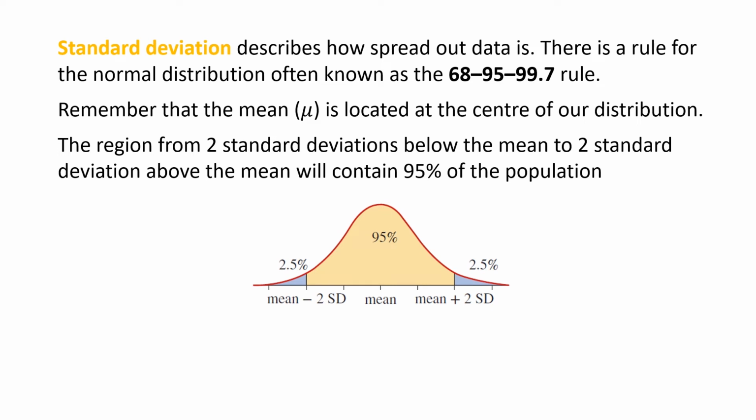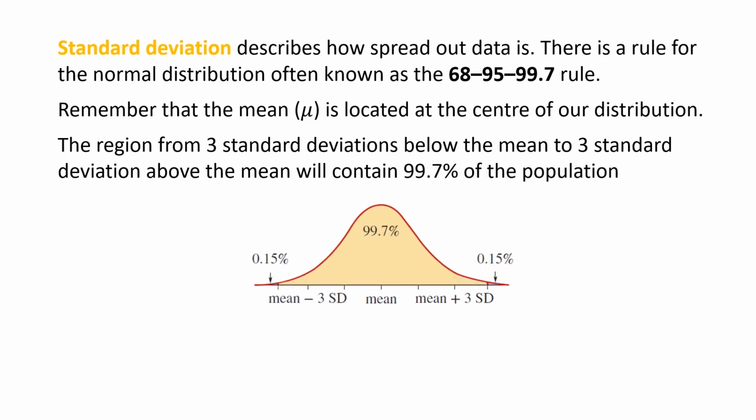Now, this is the 68, 95, 99.7 rule. So if one standard deviation gives me 68%, 2 standard deviations give me 95%. Hopefully you can figure out what 3 standard deviations is going to do.